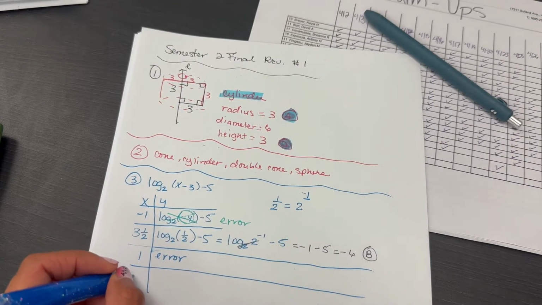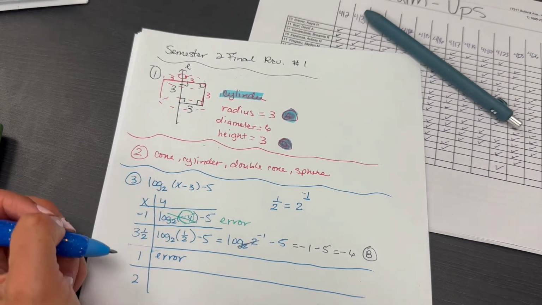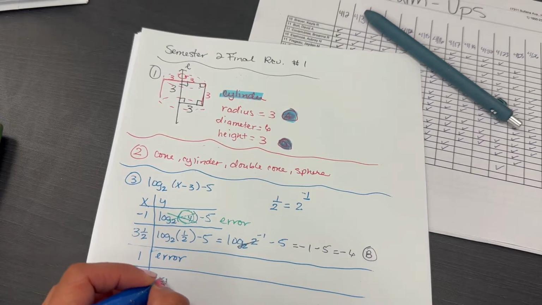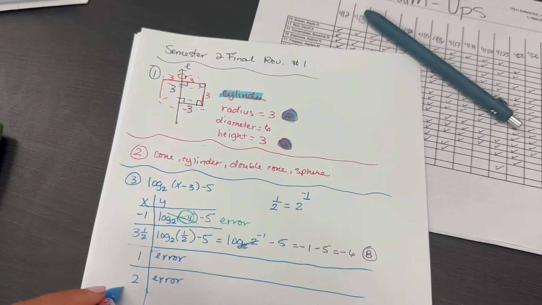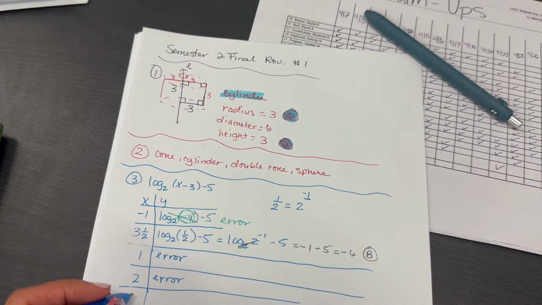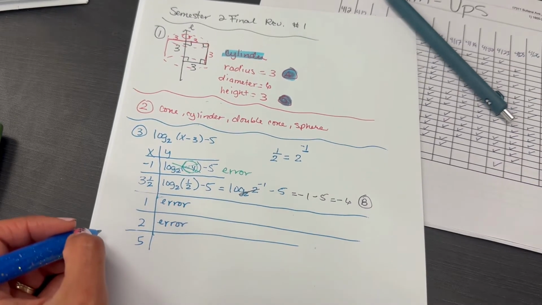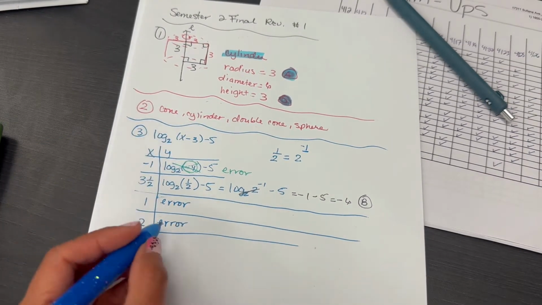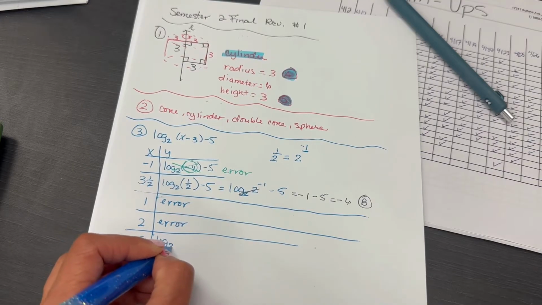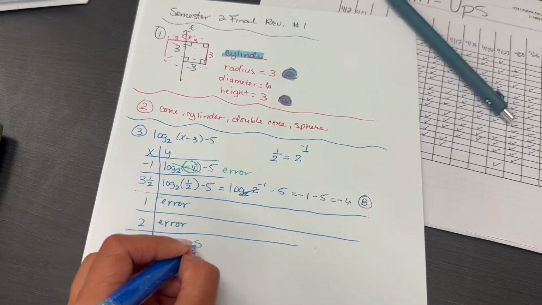The next one is a 2. Same thing, 2 minus 3 is -1. We can't take the log of a negative. That one's going to give us an error. The next one is a 5. So let's plug in the 5. 5 minus 3 is a 2. So it'd be log base 2 of 2 minus 5.